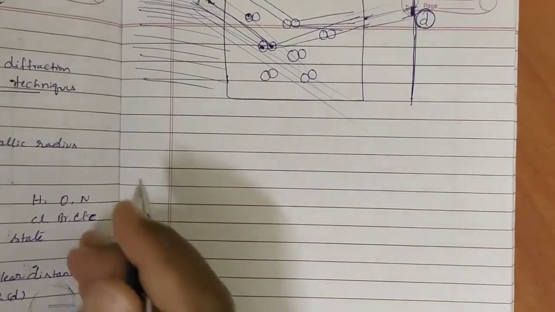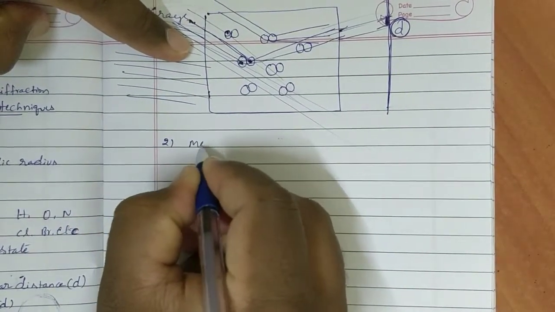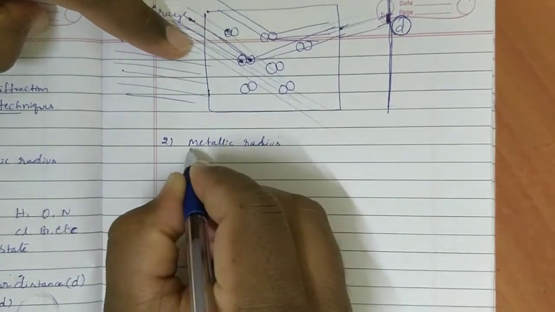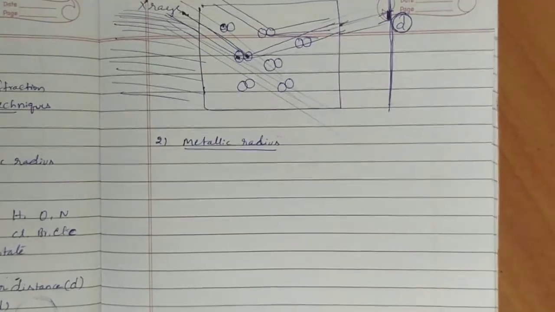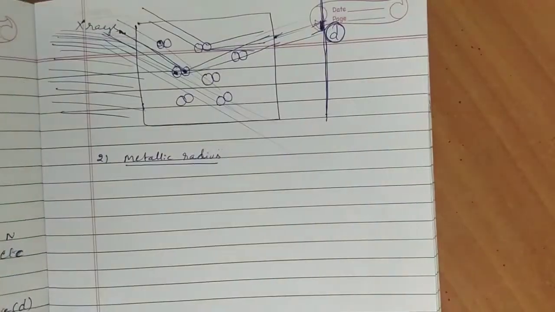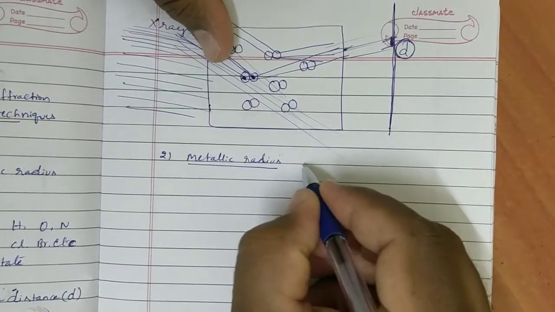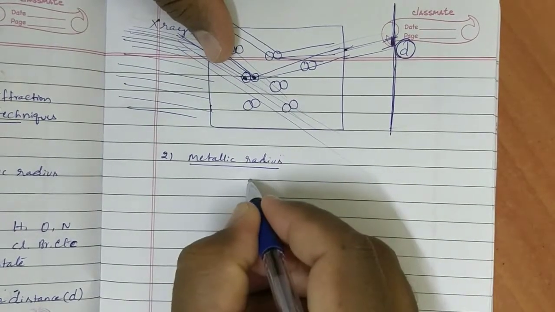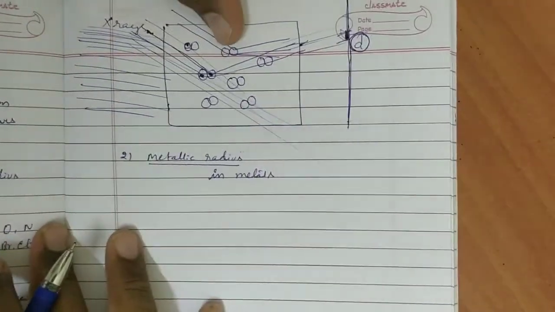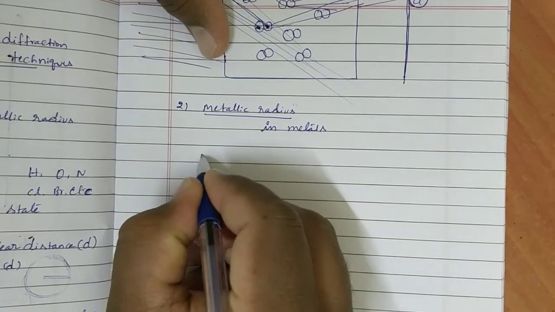Now the second one, metallic radius. Till now we have seen non-metal atoms which exist in the form of molecules. Now we are going to consider metallic radius in metal atoms. In metals, let us consider, for example, sodium.